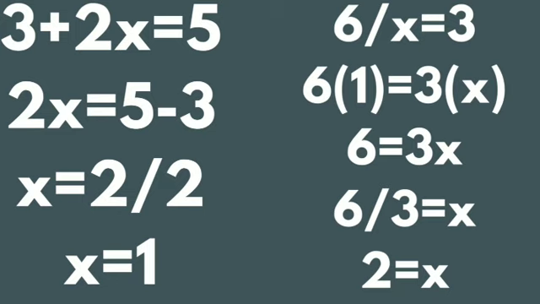Now 3 is multiplying by x on the right side. So 3 will divide 6 on the left side. So it will be 6 over 3 equals x. 3 twos are 6. So 6 over 3 equals 2, and 2 equals x. We have found the value of x, which is 2. So this is the solution of this equation. Basically, the solution of a linear equation means the value of the unknown variable in that equation.